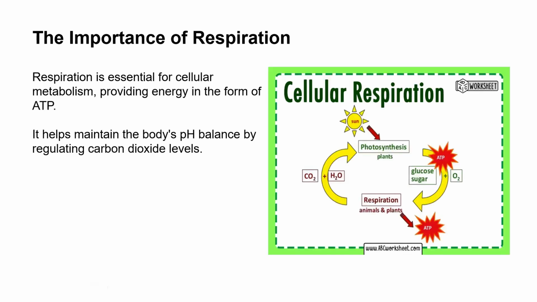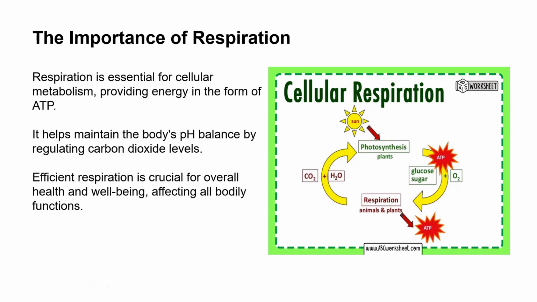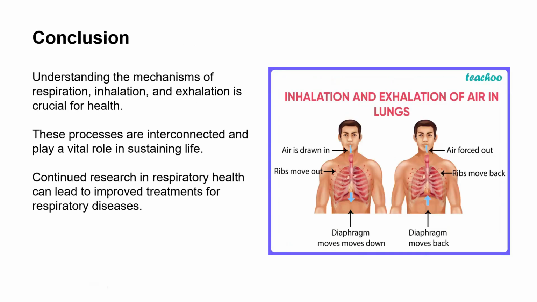And then cellular respiration, this is how it takes place, where glucose is oxidized in the presence of oxygen, both in plants and animals, to generate ATP. Efficient respiration is crucial for overall health and well-being, affecting all bodily functions. In conclusion, understanding the mechanisms of respiration, inhalation, and exhalation is crucial for health, and these processes are interconnected and play a vital role in sustaining life.